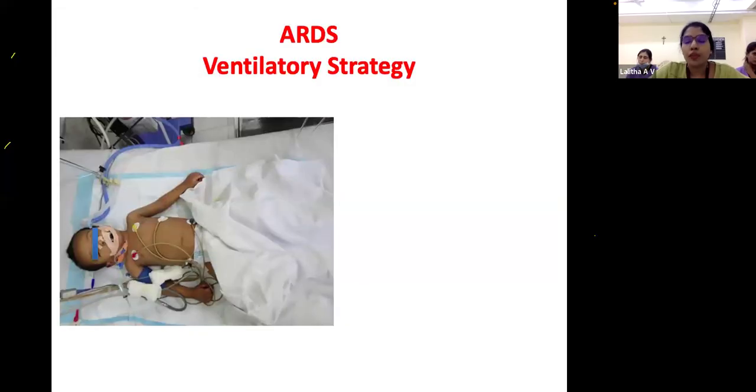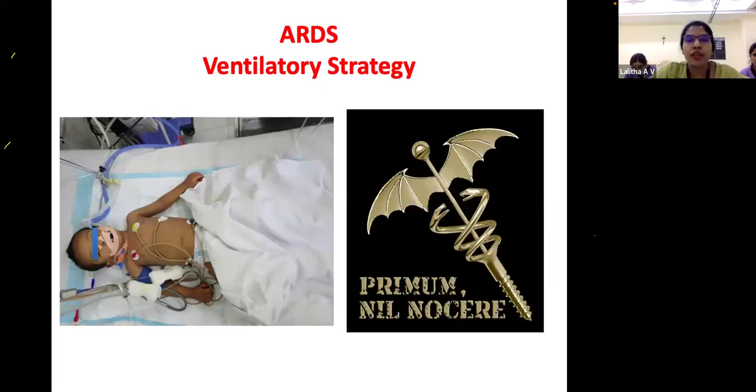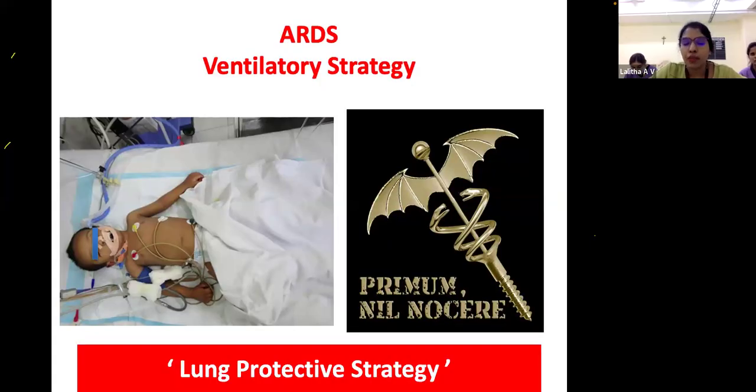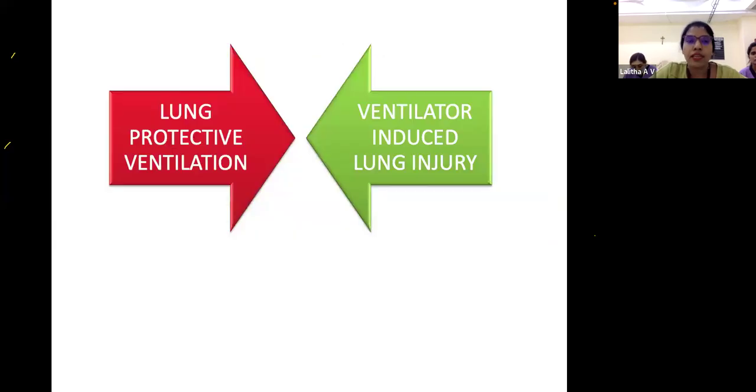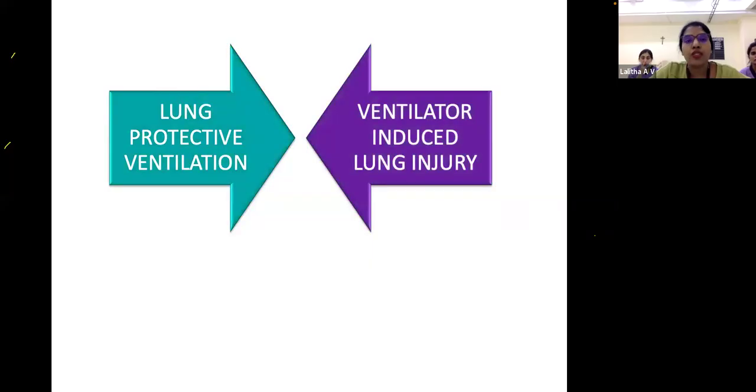Okay. So coming to the ventilation strategy, how to do these ventilatory settings, how different it is from the normal ventilatory settings. So remember, whenever we talk about ARDS, we always talk about lung protective strategy. So LPV, lung protective ventilatory strategies. So why do we need to remember this? Because on one hand, you are giving protection. On the other hand, you're going to prevent ventilator-induced lung injury.